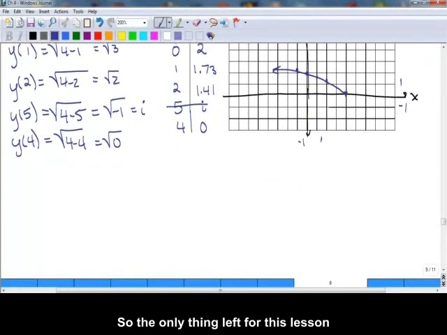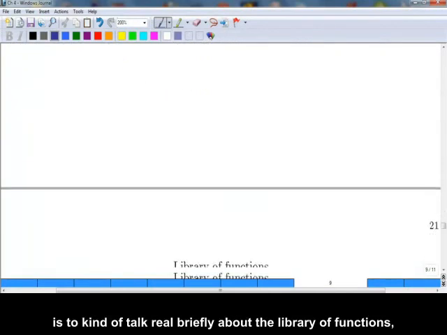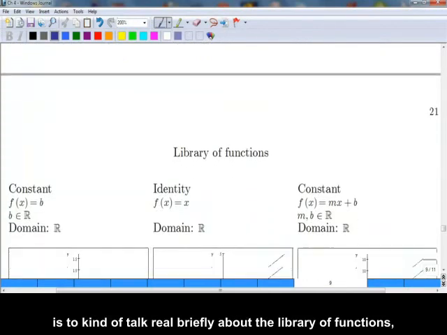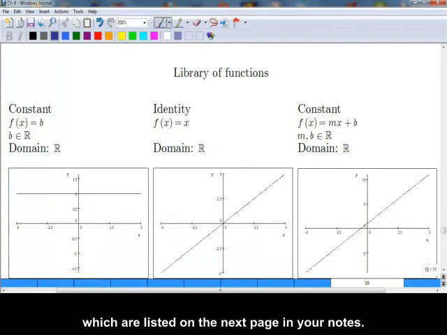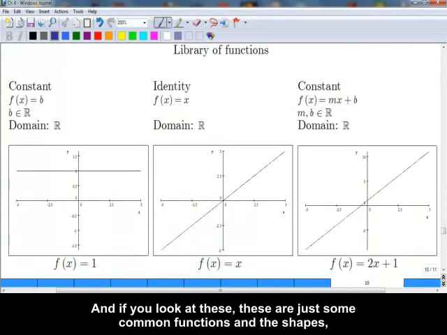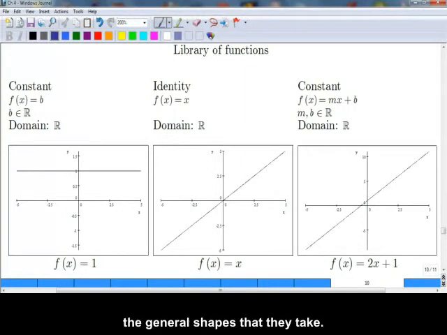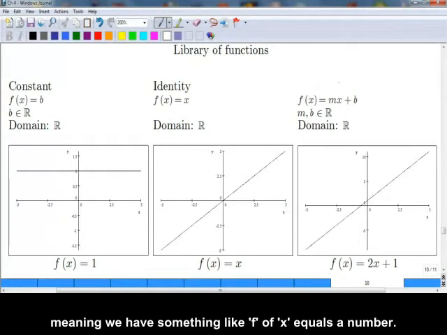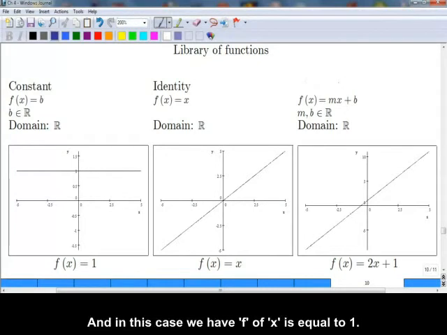So the only thing left for this lesson is to talk real briefly about the library of functions, which are listed on the next page in your notes. These are just some common functions and the general shapes that they take. The first one being the constant function, meaning we have something like f of x equals a number. In this case, we have f of x is equal to 1, so we just have a straight horizontal line. It has a slope of 0.